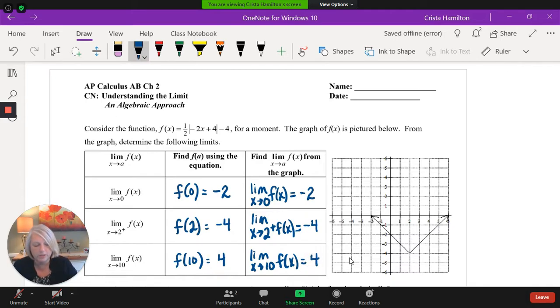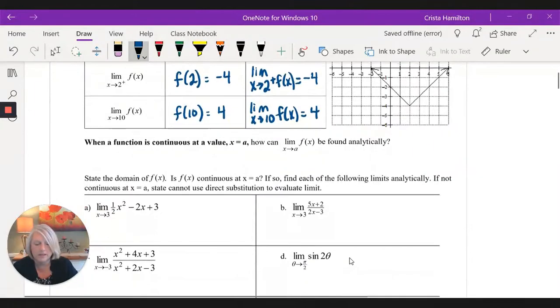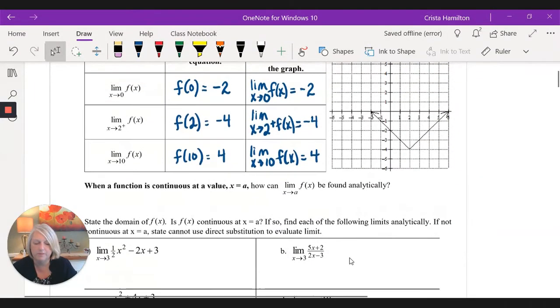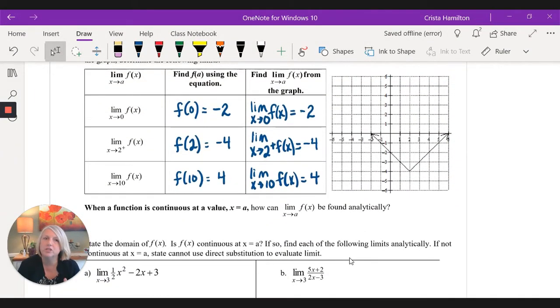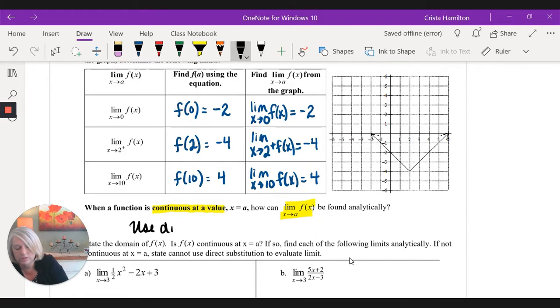The question we ask ourselves is what the main point of this is. The point of this discussion, and what's nice about the absolute value function we're looking at, is that the absolute value function is a continuous function. When it's continuous at the value you're interested in, for your limit as x approaches a, how can we actually find it analytically? We're basically just going to use direct substitution.